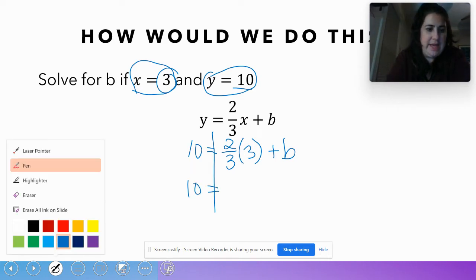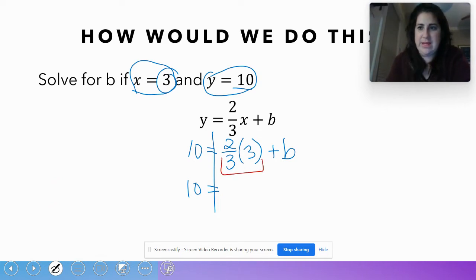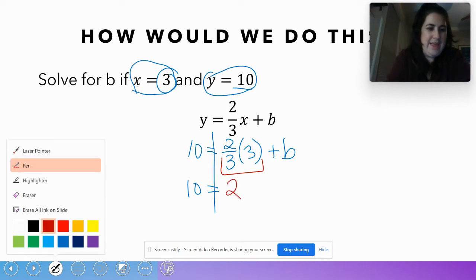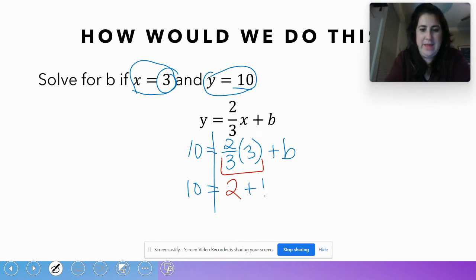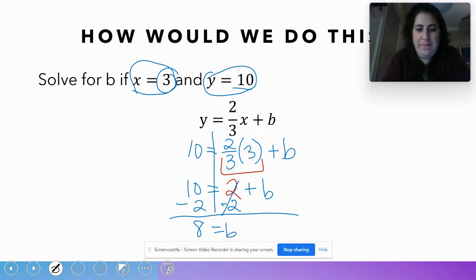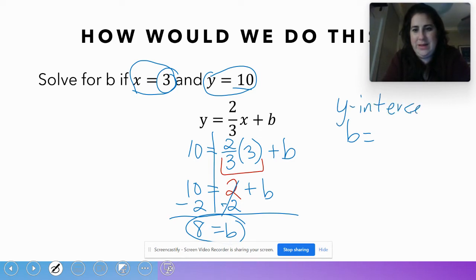But on this side of the equal sign, I can put 2/3 times 3 into a calculator. If we put it into a calculator, we get 2. And then we are going to bring down that plus b. Now we just have a one-step equation. I want to get b, my variable, by itself. So I am going to subtract 2 from both sides. 10 minus 2 is 8 equals, these cross out, b. And b, which stands for my y-intercept, is equal to 8.